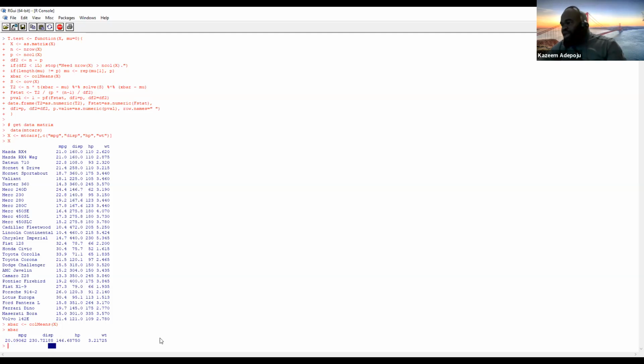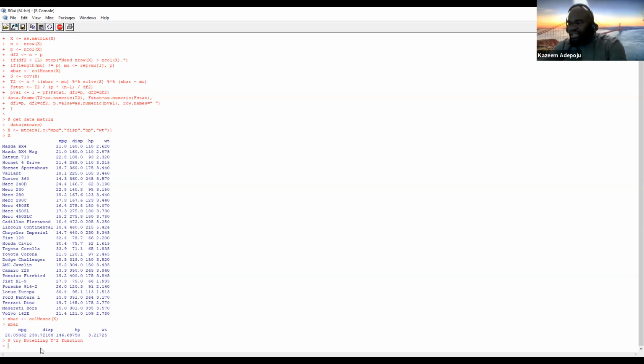Now let me go into my hypothesis. I'm actually using Hotelling's T squared. So I copy that, that's the Hotelling's T squared function. Now I'm going to copy my final code, so I'm going to copy that right now.